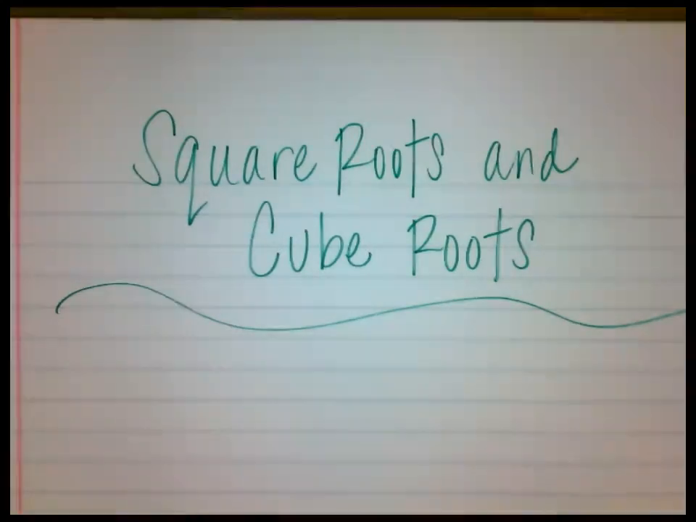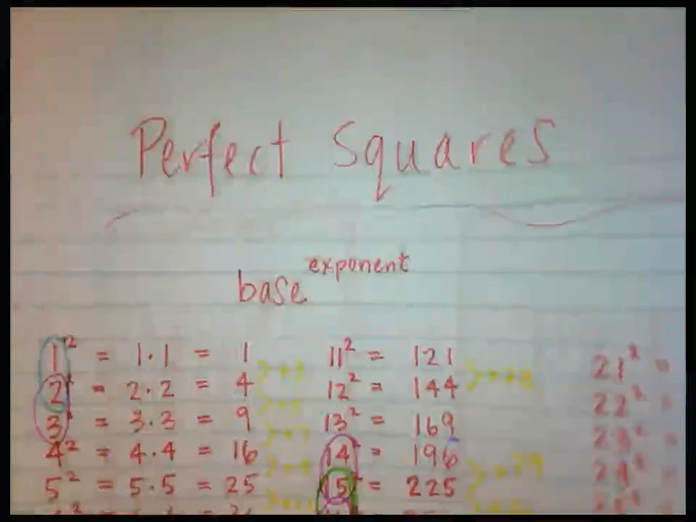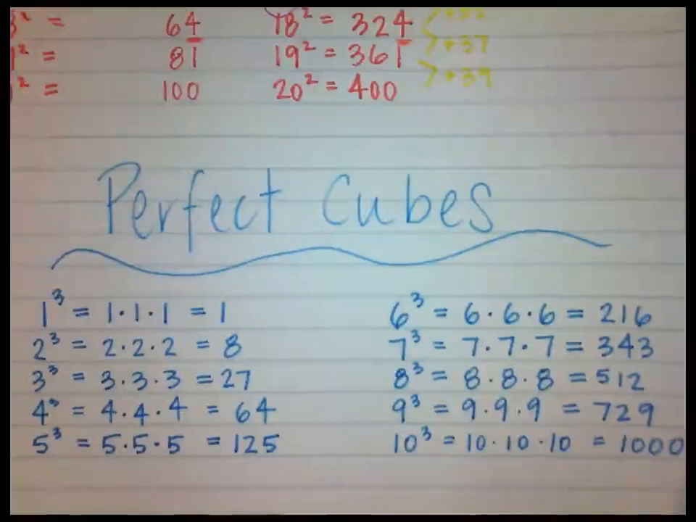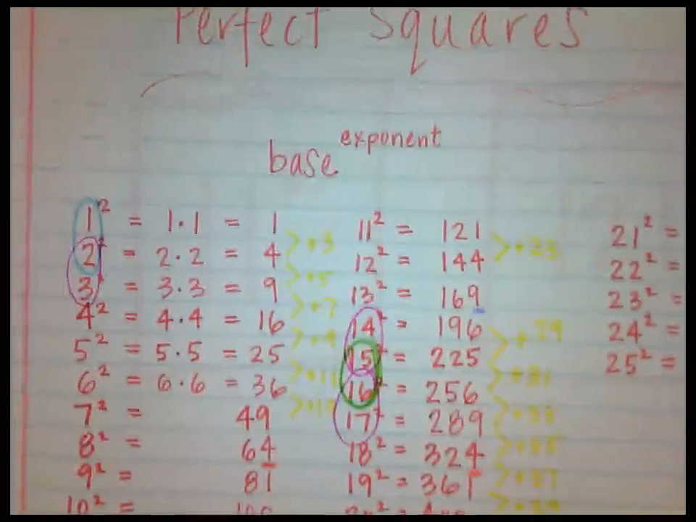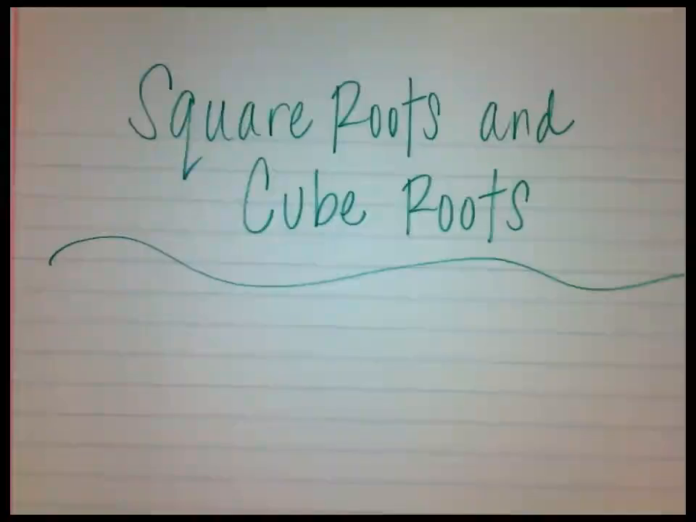Square roots and cube roots is the topic of this video. So going back to the very beginning, I'm going to flip back for just a second in my spiral, way back actually. We made a list of perfect squares and a short list of perfect cubes. So what we're doing today is the opposite, which is a square root. You may have heard of this before, but here's the information that you need to know.